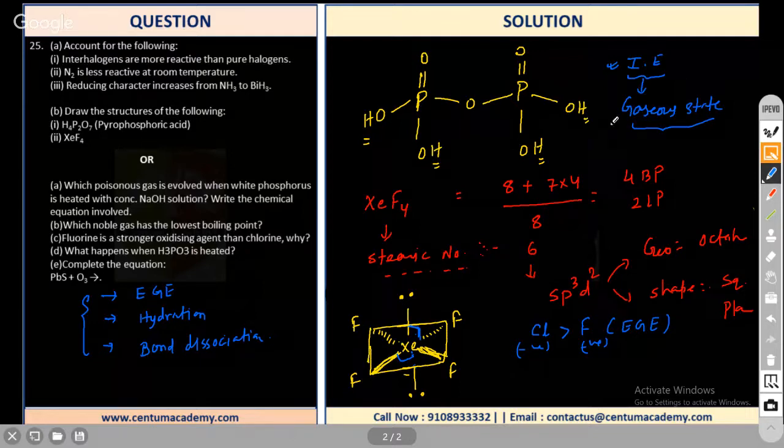In case of gaseous state, we'll see this factor. In case of solution, these three terms you have to mention, otherwise you won't get marks. Okay, electron gain enthalpy, hydration energy, and bond dissociation energy. Understood? With the help of reduction potential also you can explain.